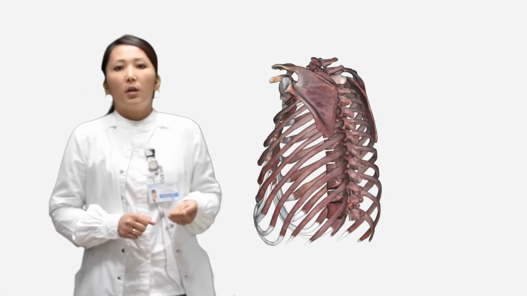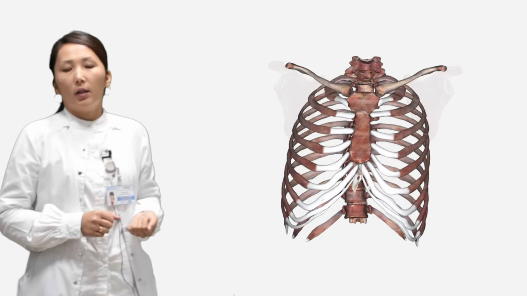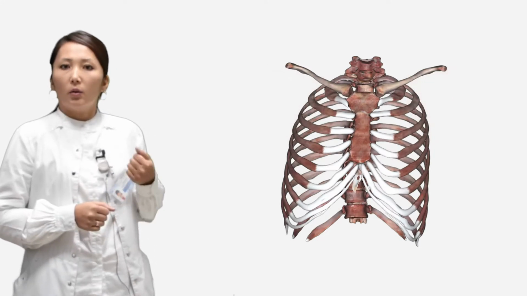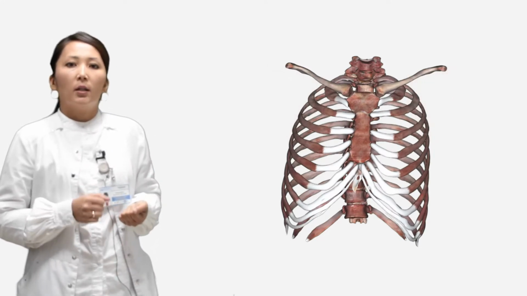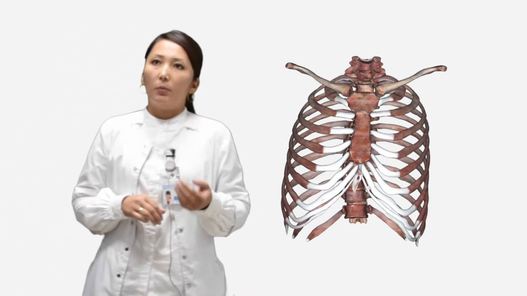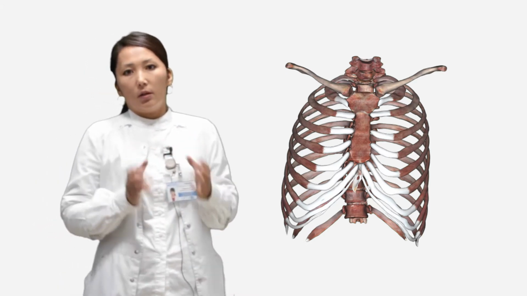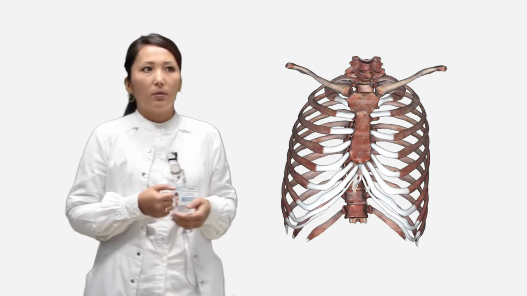Now let's talk about thoracic cavity. The anterior border of the thoracic cavity is sternum. Posterior border is the vertebral column. Inferior border is a diaphragm. And from the inside there is a pleura, and it is also lined with the intrathoracic fascia.